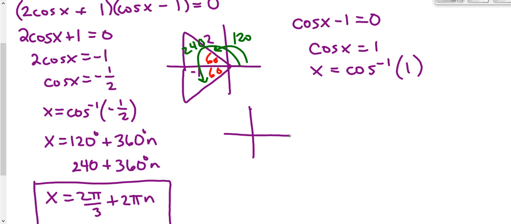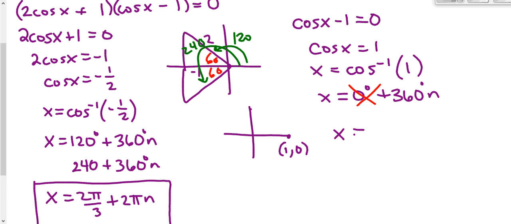Okay, so the angle whose cosine is 1 would be 0. So we have 0 degrees plus 360n. Again, we don't need to write 0 plus something. Let's just write 360n. And then convert that into radians, and we have 2 pi n. So there you have it. Trig equations with infinitely many answers.